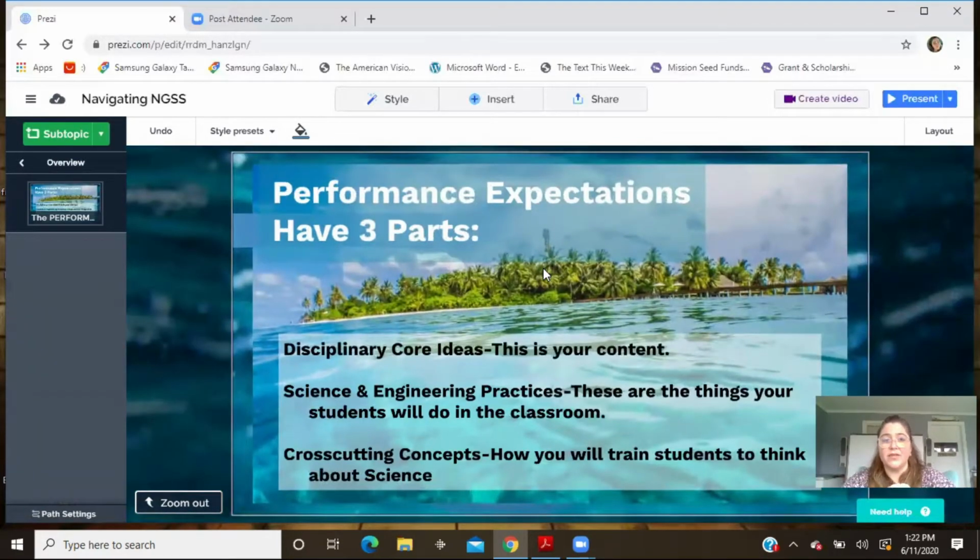All right, so there are 3 parts to every performance expectation. And when I say performance expectation, that's what you would think of as a standard. Like I said, it's focused on what students should know and be able to do by the end of that lesson. You have the disciplinary core ideas, so that's your content. And that's basically where we used to stop. We used to stop with the content. But now we've added science and engineering practices. So what are the students going to do with that content? And lastly, how are we going to train them to think about science that would connect to other things that they're learning in different subject areas?